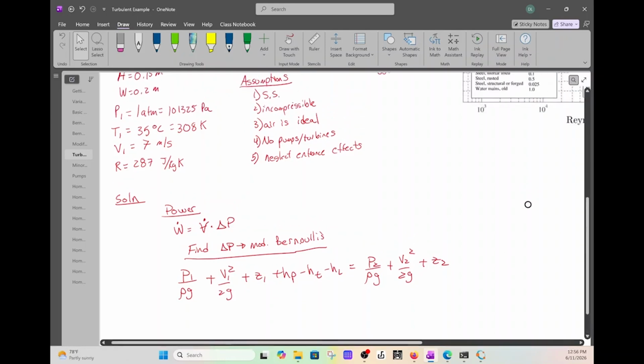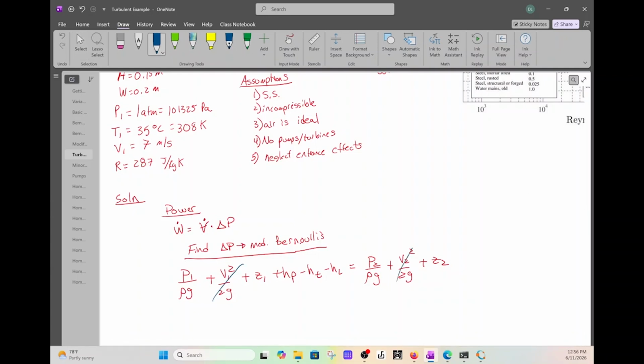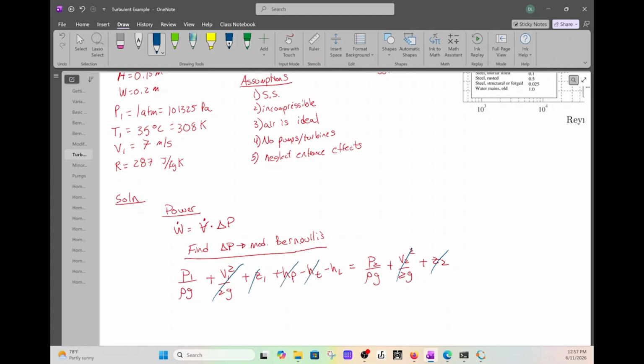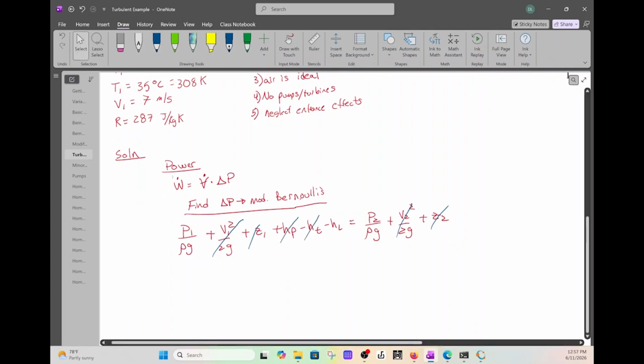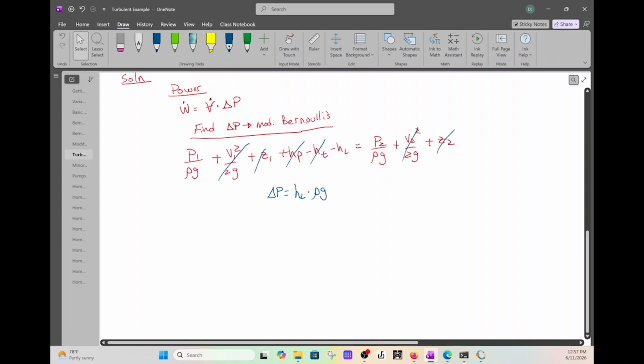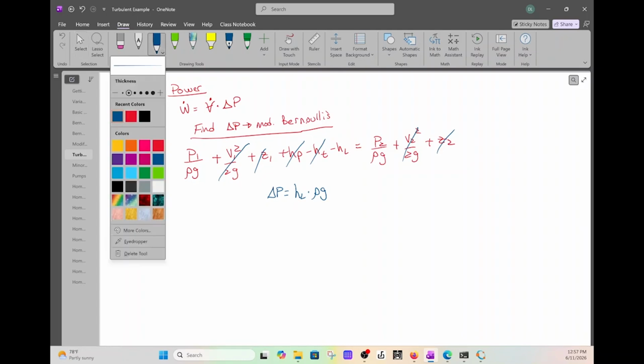Now from the assumptions and our sketch, we can cancel things out. Velocities are the same. Elevation changes are the same because we're looking at the center line of this duct. There is no pump, no turbine. See how you can break things down? So delta P equals HL times rho g. We know g, we don't know HL, and we don't know rho. So let's just find rho first.